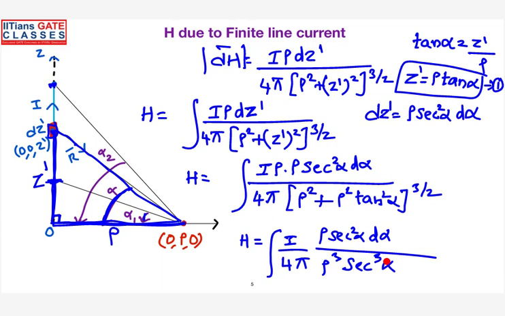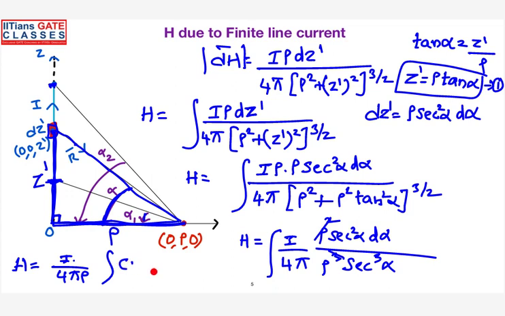So finally, what is the thing you are going to get? H is equal to I divided by 4 pi, sorry, this is rho square here. So rho square, one rho will be kept common here. So I by 4 pi rho into the integration of 1 by secant alpha, that is nothing but cos alpha d alpha.